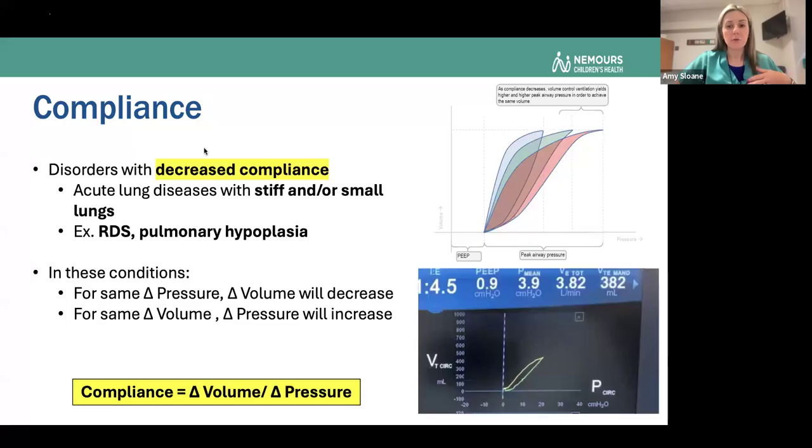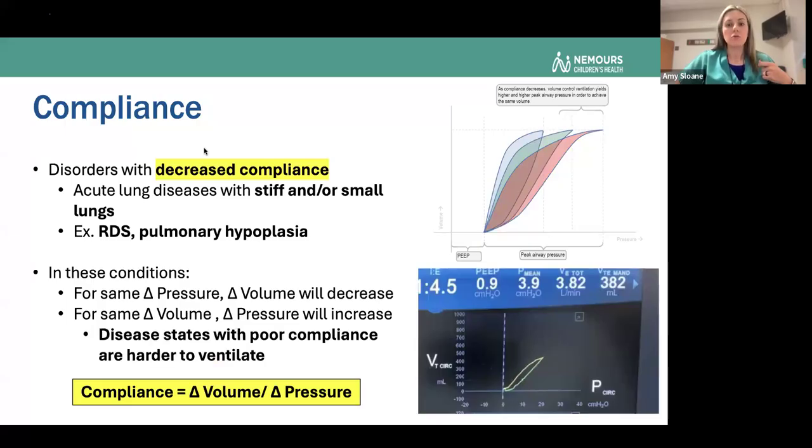So the issue isn't airflow through the airway, but just the lungs' inability to expand. As a result, you need high pressures to achieve adequate ventilation, and the work of breathing increases really significantly. So on the ventilator, we'll see this as lower tidal volumes at a given pressure, or the need to increase our pressures to achieve adequate ventilation or a specific tidal volume.